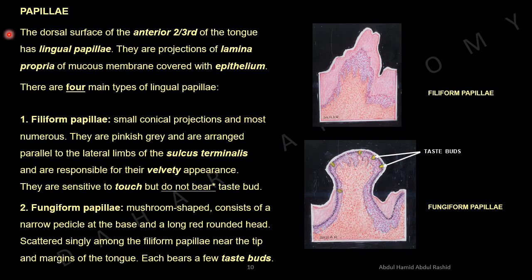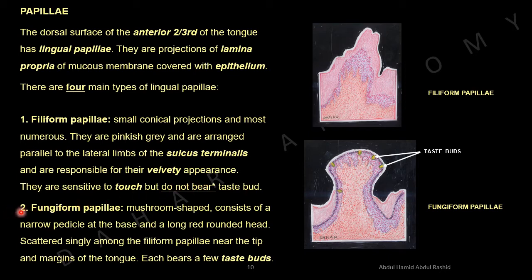Papillae. The dorsal surface of the anterior two-thirds of the tongue has lingual papillae. They are projections of lamina propria of mucous membrane covered with epithelium. There are 4 main types of lingual papillae. Number 1, filiform papillae. This is the one. They are small conical projections and most numerous. They are pinkish gray in color and are arranged parallel to the lateral limbs of the sulcus terminalis and are responsible for its velvety appearance. They are sensitive to touch but do not bear taste buds. So filiform papillae do not have taste buds.